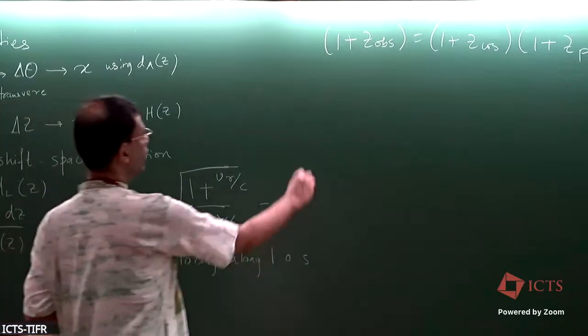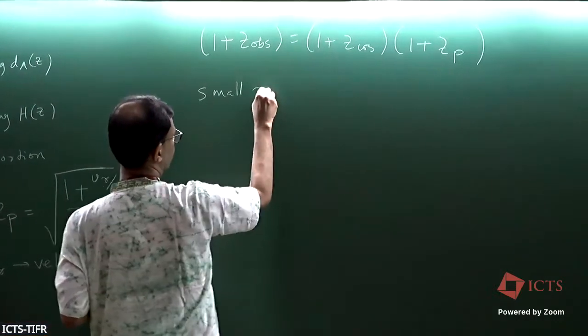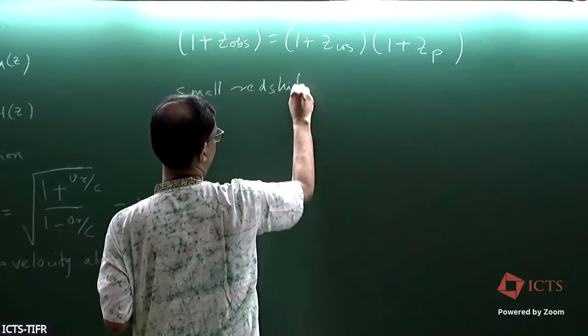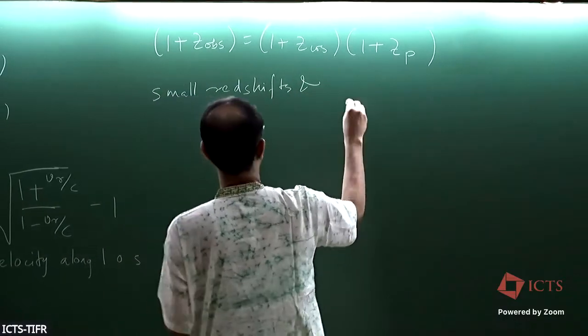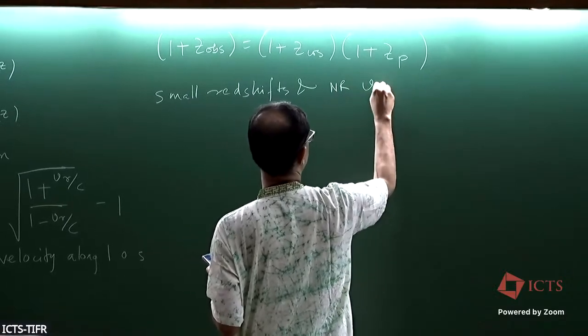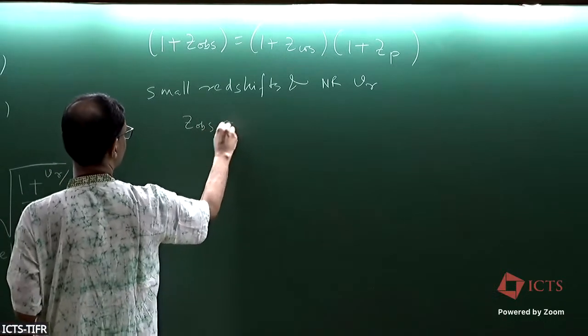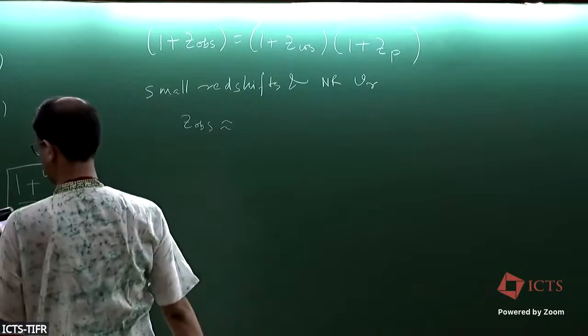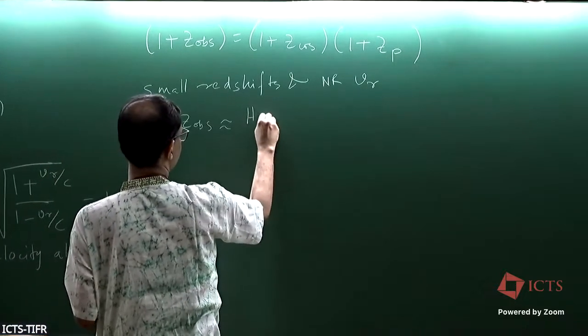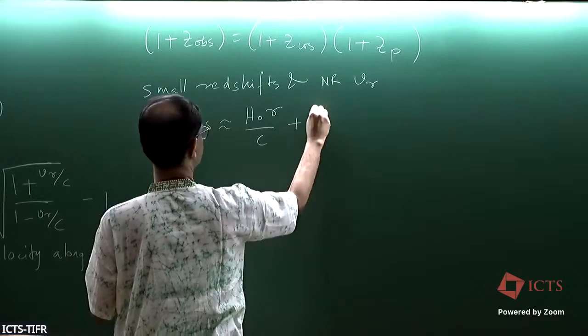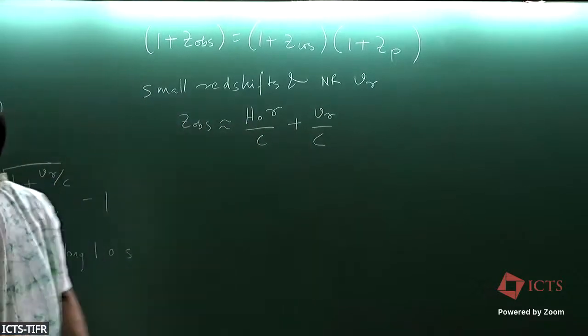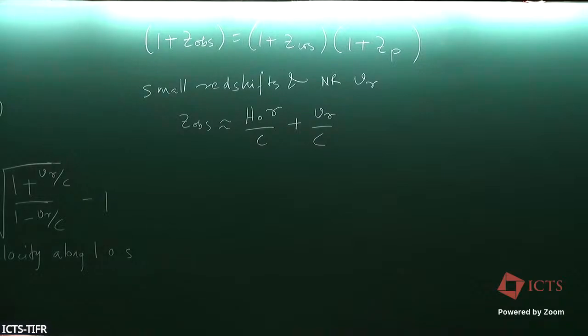So in case of small redshifts and non-relativistic velocities, z observed will be given by, if you just do these calculations, you will see that it is H naught r by c plus v_r by c. So H naught r by c is your standard Hubble-Lemaitre law, and on top of that you have this v_r sitting. This is for our nearby universe and also when the velocities are small.